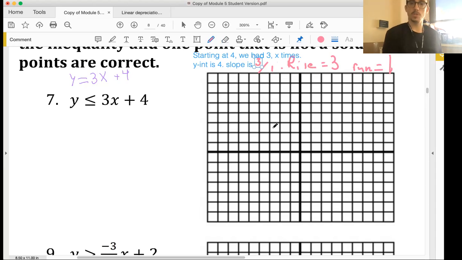We know that we're starting at 4, so let's start at 4. We talked in 5.2 about what type of line we wanted, if we wanted dashed or solid. So we see that this is an equal to, so what do you think? Are we going to use a dashed or solid line when we graph this?